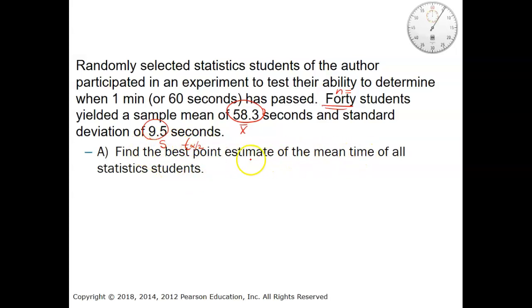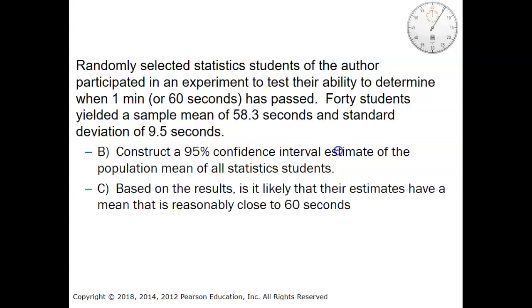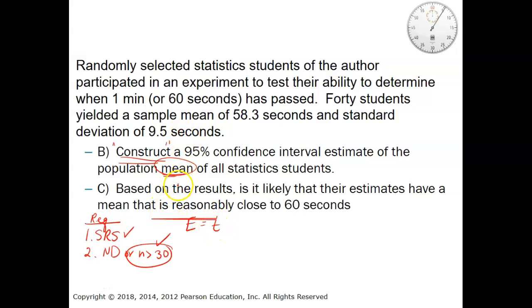Find the best point estimate of the mean. Well, the best point estimate of the mean is x bar, and x bar is 58.3. So that would be my answer for part A. Part B, construct the 95% confidence interval estimate of the population mean. Since this is my construct statement, and I'm doing the population mean, I'm going to have to check the requirements for the mean, which is simple random sample, and either normally distributed or n greater than 30. Our sample size was 40, so I'm good with that. So I'll move on to calculating my margin of error.